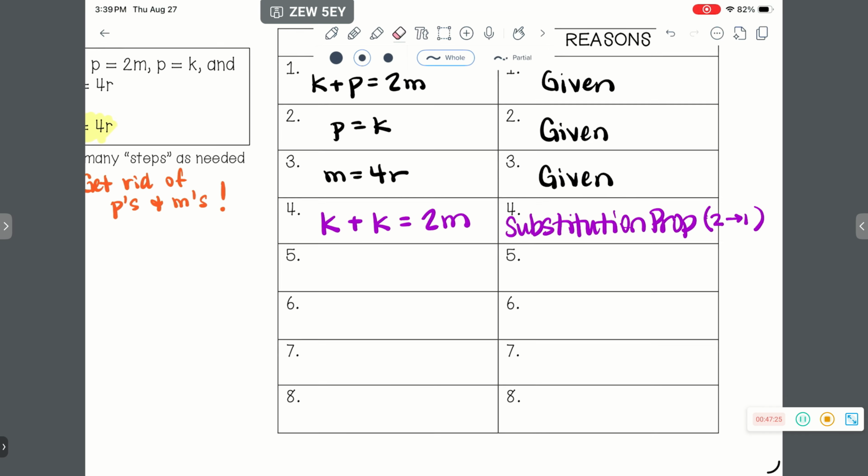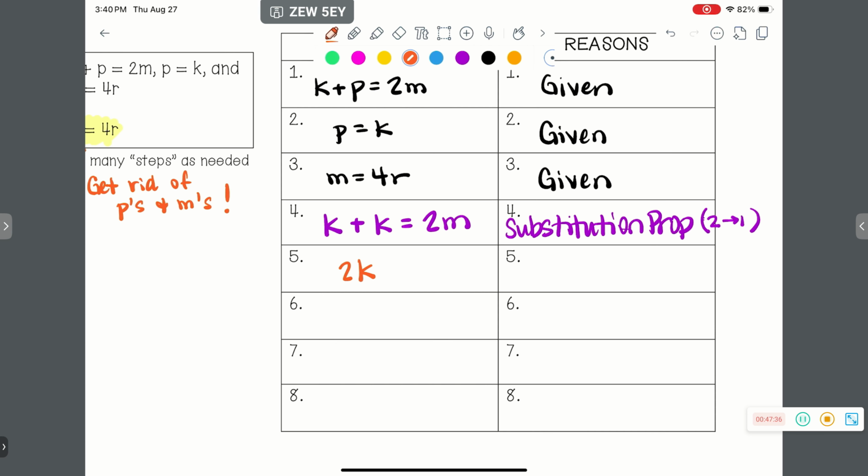All right, now what should we do? Okay, sure. Again, so many different paths I could take from here. So if you want to combine like terms, we get 2K equals 2M. And yes, that is combining like terms. All I'm doing is adding a K to a K. K equals M, right? Yes, I haven't proven that yet, but yes, that's coming. M equals 4R.